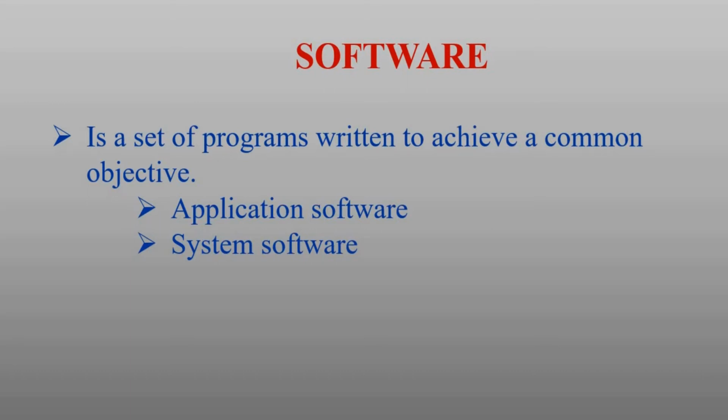An example of system software is the operating system, which acts as an interface between the user and the computer. An operating system is responsible for all the operations of your computer. The operating system comes under the category of system software.